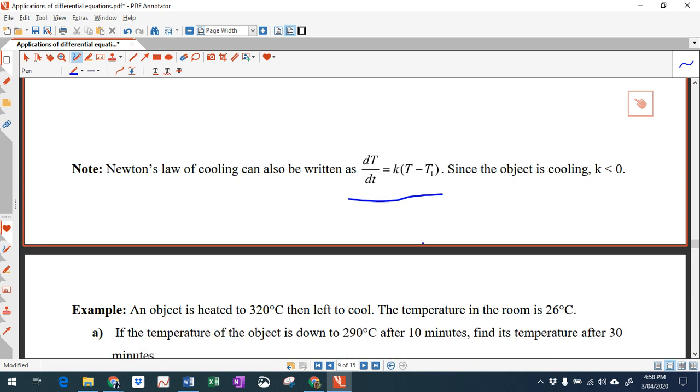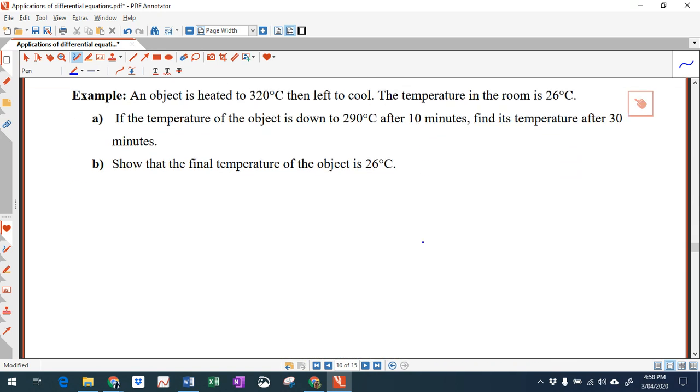Let's have a look at our first example. You've got an object that's heated to 320 degrees Celsius and left to cool. The temperature in the room is 26 degrees Celsius. If the temperature of the object is down to 290 degrees Celsius after 10 minutes, find its temperature after 30 minutes. Okay, so let's have a look at the solution for this.